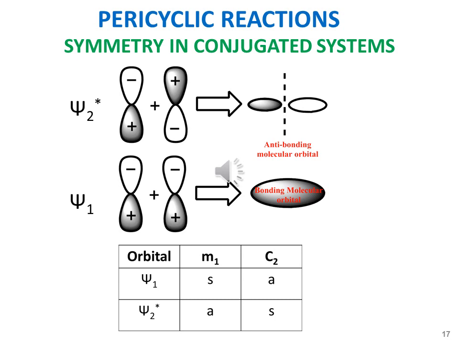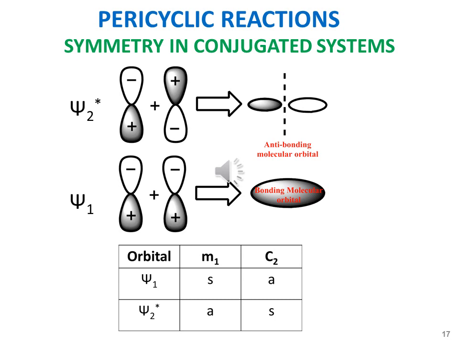Similarly, in the case of anti-bonding molecular orbitals, the two orbitals that are overlapping have the positive signs of the lobes in opposite directions and the negative signs of the lobes in opposite directions. Do they have mirror plane symmetry? No, they are not the mirror image of each other. So in the case of Psi2 star, in the M1 column, I have written the word A, meaning absence of symmetry. Do they have center of symmetry? Yes, they have the center of symmetry.